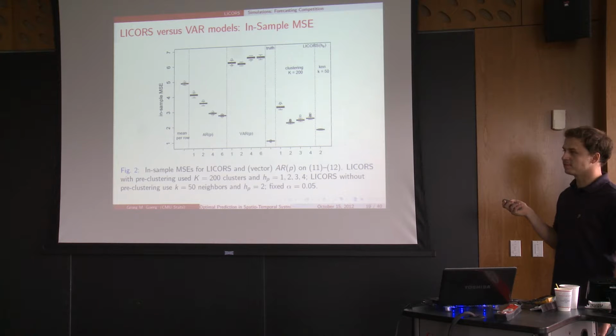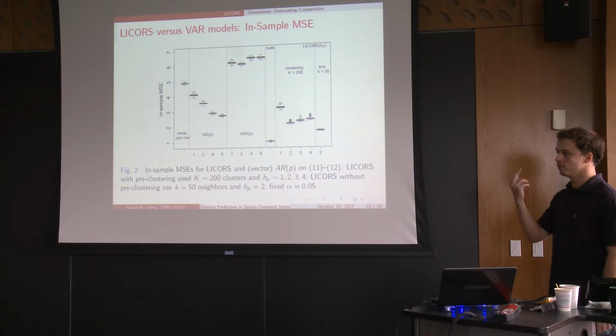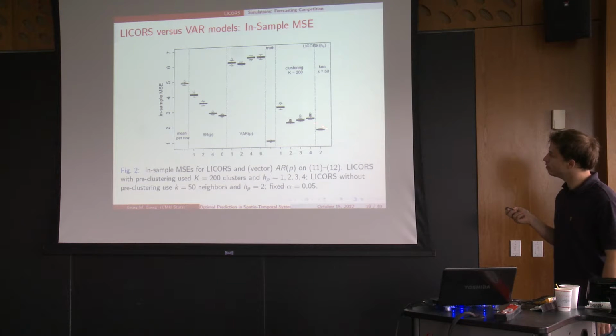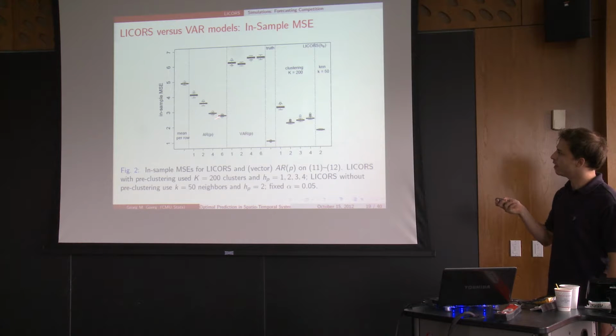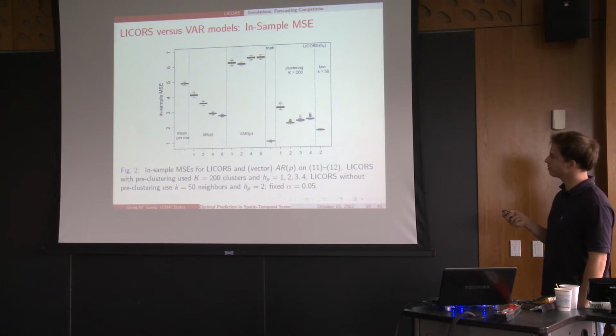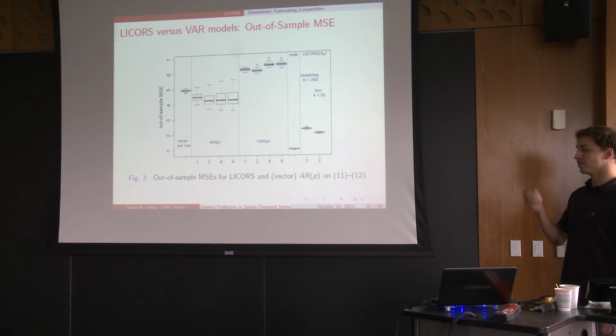1.8, 1.7. The truth is here. It's a normal with variance 1. So if I knew the state, I would always make an error of variance 1. We're down here. So we beat by far the parametric versions. And that was in sample.